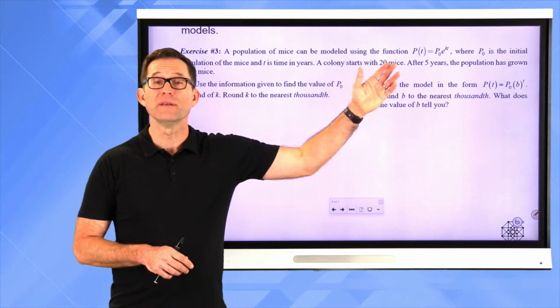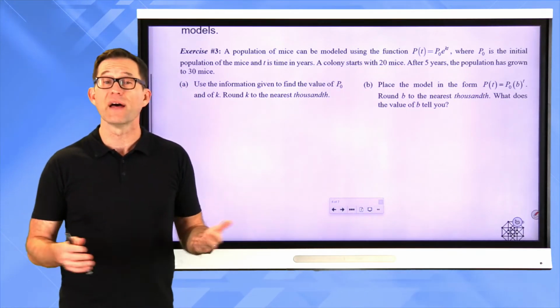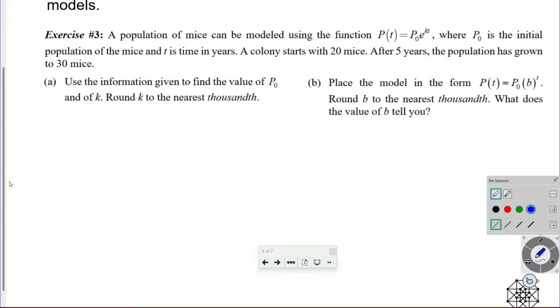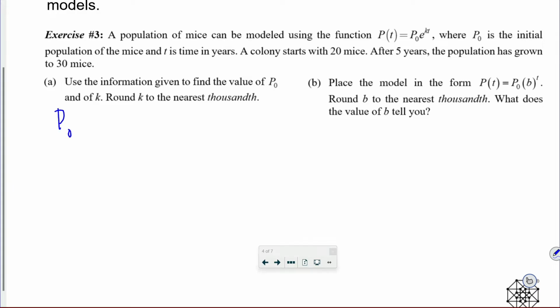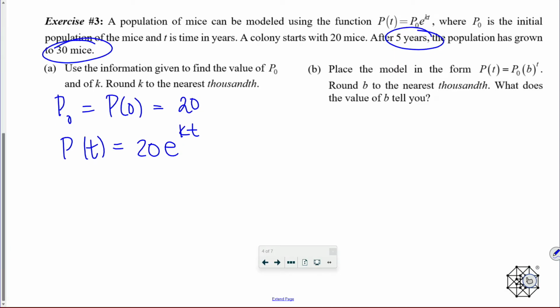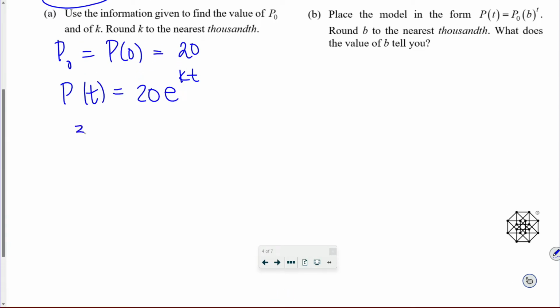Well, we're literally told that p sub 0 is the initial number of mice, so that's 20, right? Simple enough. So p sub 0, which is equal to p of 0, is equal to 20. And that means that p of t is equal to 20 e to the kt. Now, I know that after 5 years, the population is equal to 30. So I'm going to put 30 in for p, and put in 5 for t. And that's going to leave me only a k in my answer.